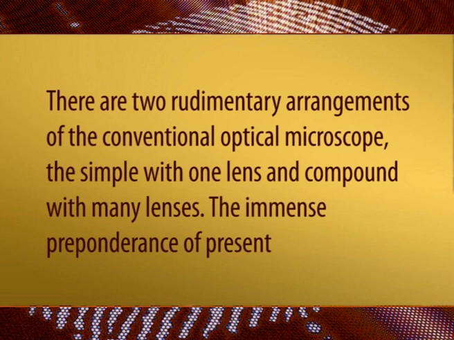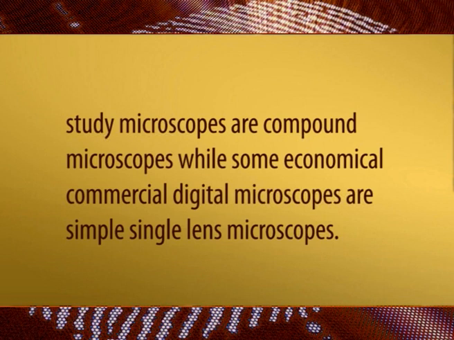There are two rudimentary arrangements of the conventional optical microscope, the simple with one lens and the compound with many lenses. The immense preponderance of present study microscopes are compound microscopes, while some economical commercial digital microscopes are simple single lens microscopes. Principally, a magnifying glass is a rudimentary single lens microscope. In general, microscope optics are stagnant and concentrate at diverse focal depths. The lens to sample distance is adjusted, and to receive a wider or narrower field of view, a separate magnification objective lens should be applied. Most up-to-date research microscopes also have a separate set of optics for illuminating the sample.